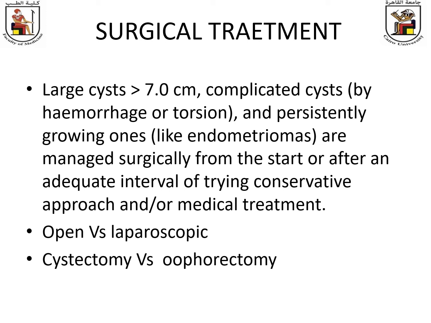Surgical treatment: if you have a large cyst more than 7 centimeters, a cyst complicated by hemorrhage or torsion, or persistently growing ones like endometriomas, as we said before, these can be managed surgically from the start or after an adequate interval of trying conservative treatment, because the majority of cysts that are larger than 7 centimeters are usually not functional but may be non-functional benign neoplastic cysts of the ovary.